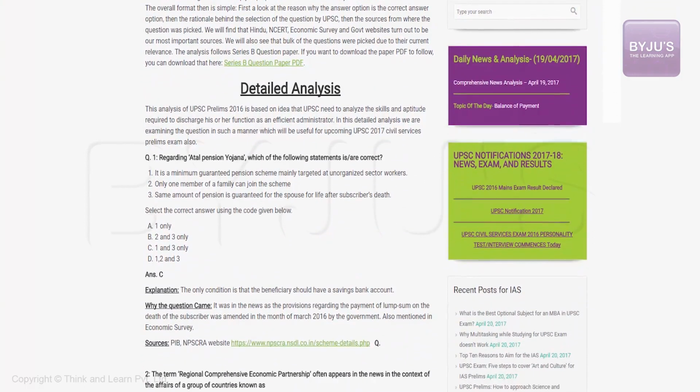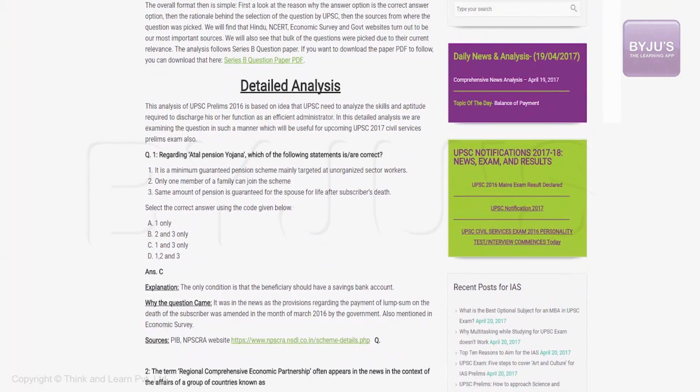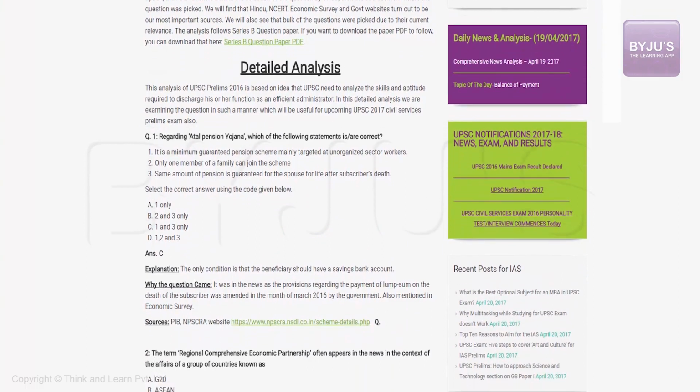Okay. Now let's look at our next question. Okay, answer is shown. That doesn't matter. Regional Comprehensive Economic Partnership, right? Often appears in the news. The moment you have it in the news, that means it's a category A question. You should know that RCEP was very famous. You should know if you're prepared well. So automatically the answer is very clear. It's a category A question.